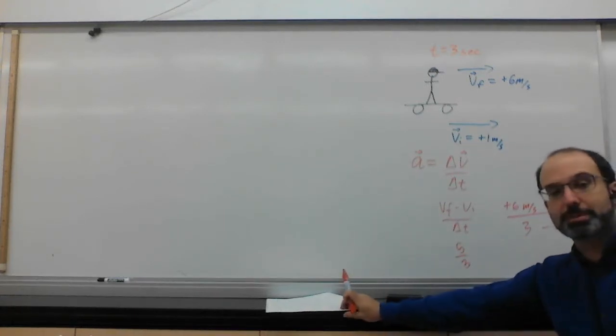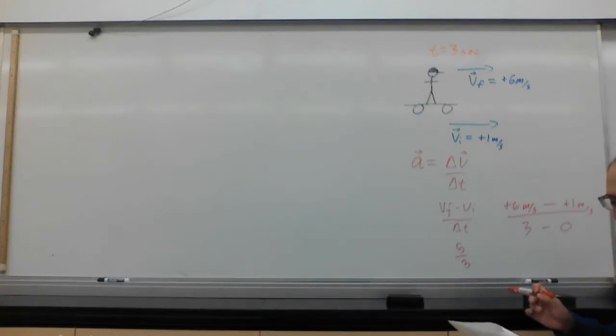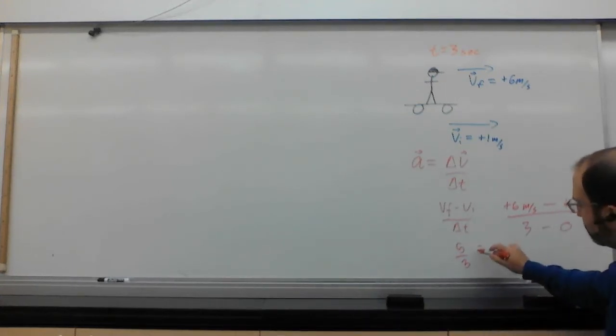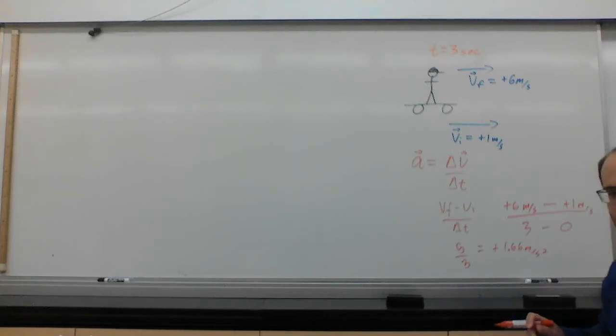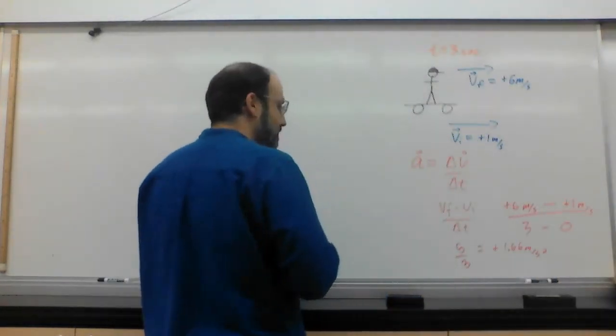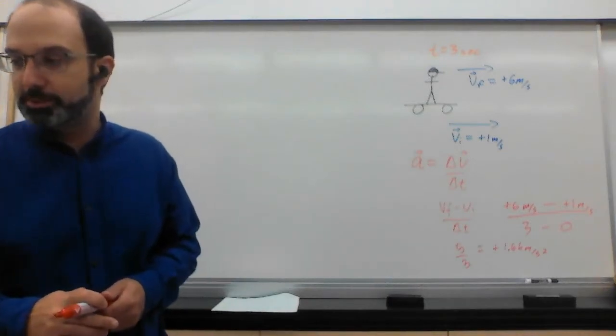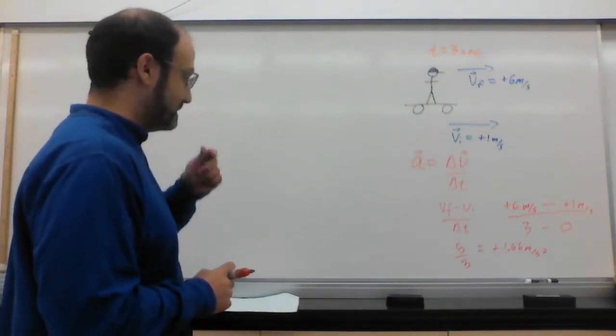Now, if this was math class, you'd probably leave it as 5 divided by 3. I'm going to want to reduce that down. Let's make that equal to plus 1.66 meters per second squared. We tend to work in decimals in physics. We don't have to. We could go with a fraction, but for the most part, we tend to work with decimals. Okay, so we've done our first equation, and we clearly see something here.